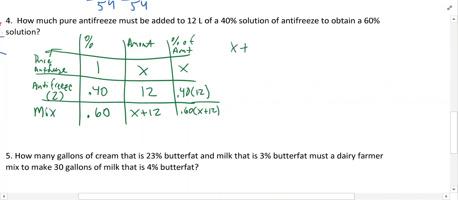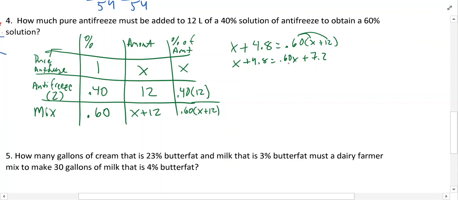So 0.40 times 12 gives us 4.8, and that is going to be equal to 0.60 times x plus 12. And you could distribute that if you wanted to. Remember, it's 0.60, so when you distribute, I'm going to write this again: x plus 4.8 equals 0.60x plus 7.2. Now we need to solve for x.